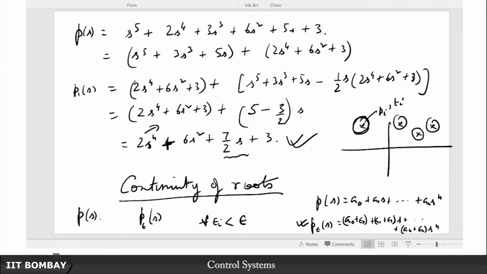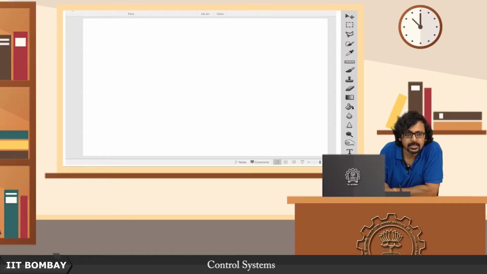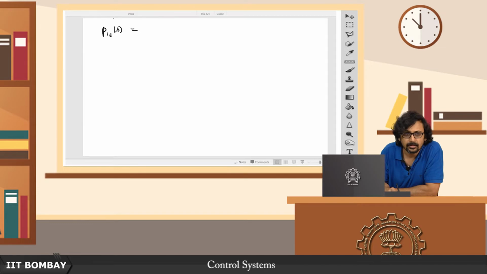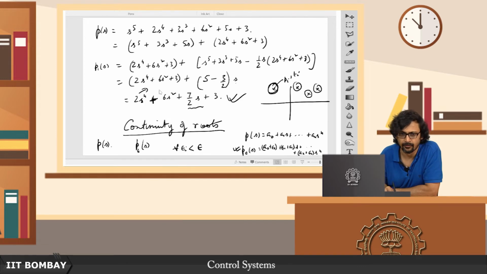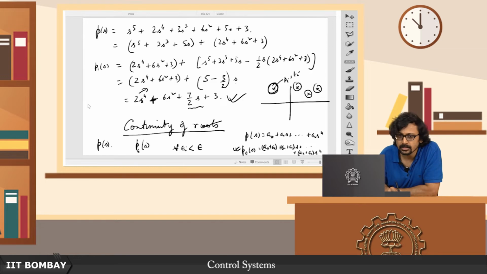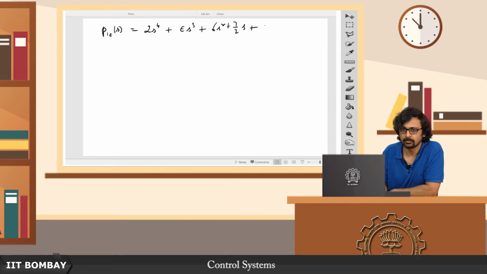Why is this continuity argument important? Because now that I have encountered a situation where this s cubed coefficient has vanished in P1(s), I am going to just consider P1 epsilon(s), and I am going to call it 2s to the 4 plus some epsilon times s cubed plus 6s squared plus 7 by 2 s plus, what was the last term, 3, okay.